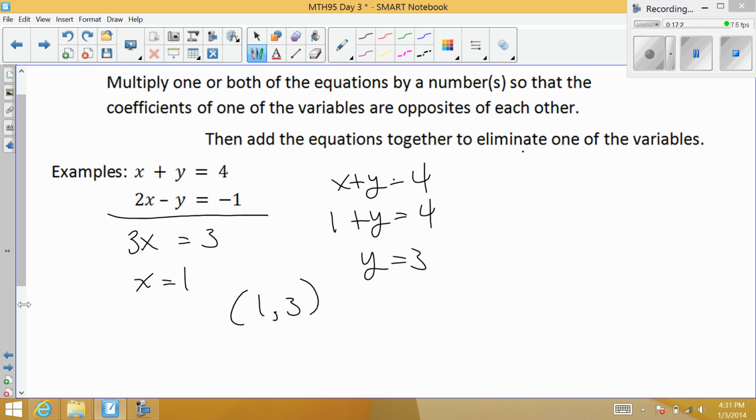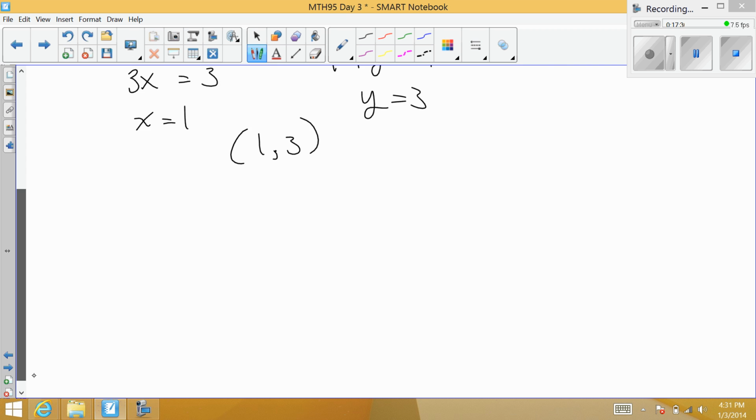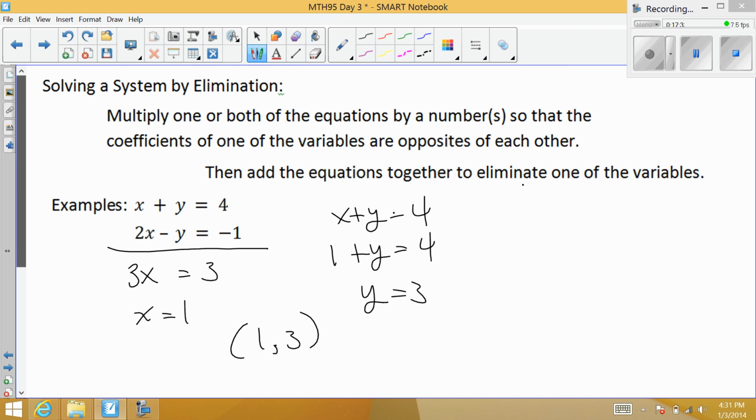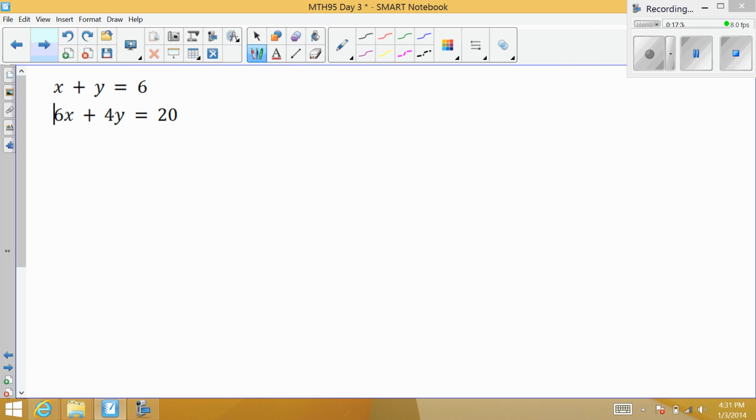Let's see, do I have another example down here? Must be on the next page. Okay, this one's a little harder. It doesn't just fall out. We've got to think a little bit here.